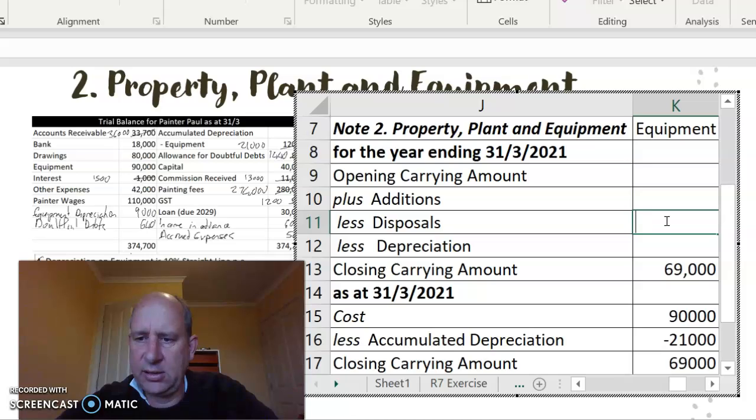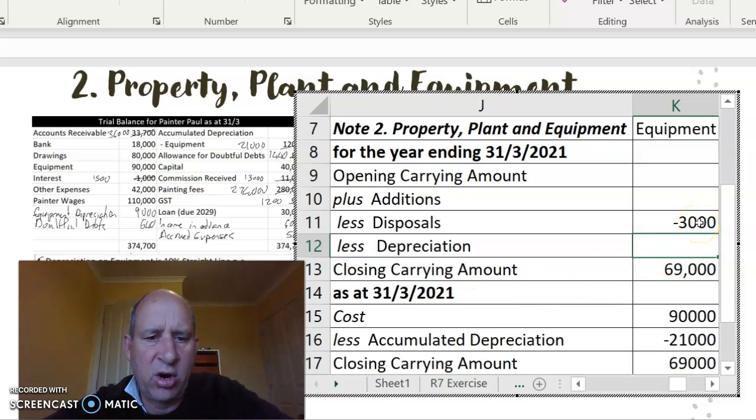And because we're taking it off, because it says less, we'll put minus 3,000. In accounting, we like to put that in brackets. So that's taken off. Remember, it's the carrying amount of the item that you sell. And in this case, the cost price was 12,000. The accumulated depreciation on that scaffolding was 9,000. So the carrying amount of the scaffolding we sold was 3,000. That's why we put 3,000 here.